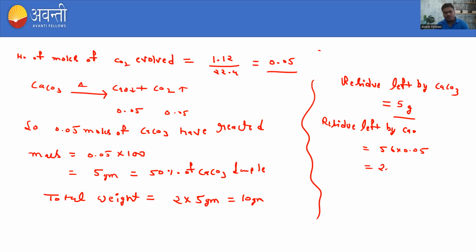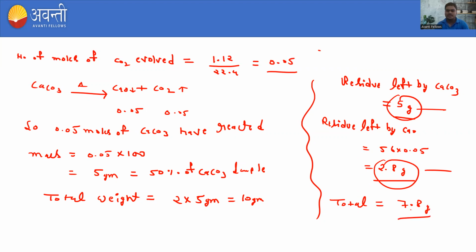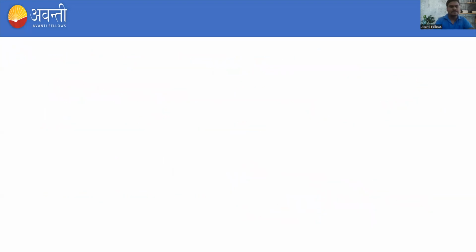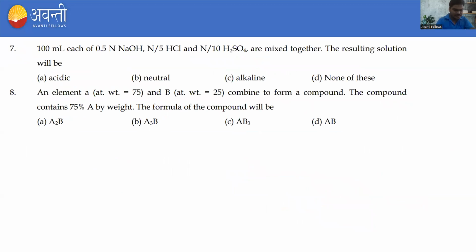or we say 2.8 gram. So can you tell me the total residue? One residue of 5 gram and another of 2.8 gram. So the total residue comes to 5 plus 2.8, 7.8 gram. So 7.8 gram is the correct answer, right? I hope this is clear to you.